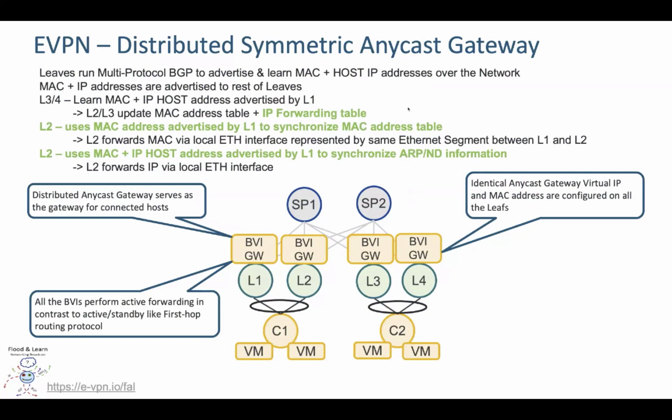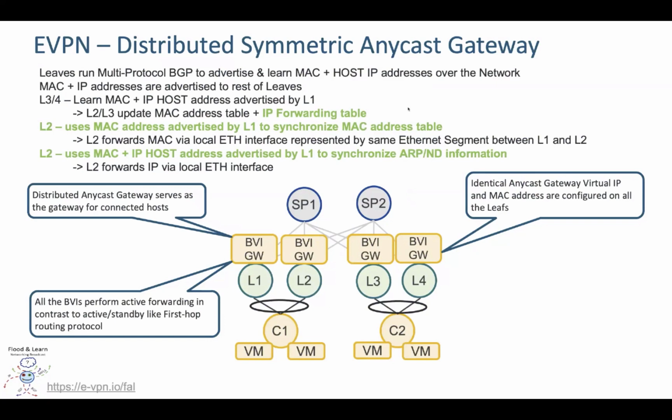What will happen here is that I will use the same route type 2, which I was using for advertising the MAC address, but this time I will also add the host IP address of the VM. This IP part is not mandatory in the route type 2. It's optional. So you will advertise the MAC address, you will also advertise the host IP address, and you also know from which ESI it's coming.